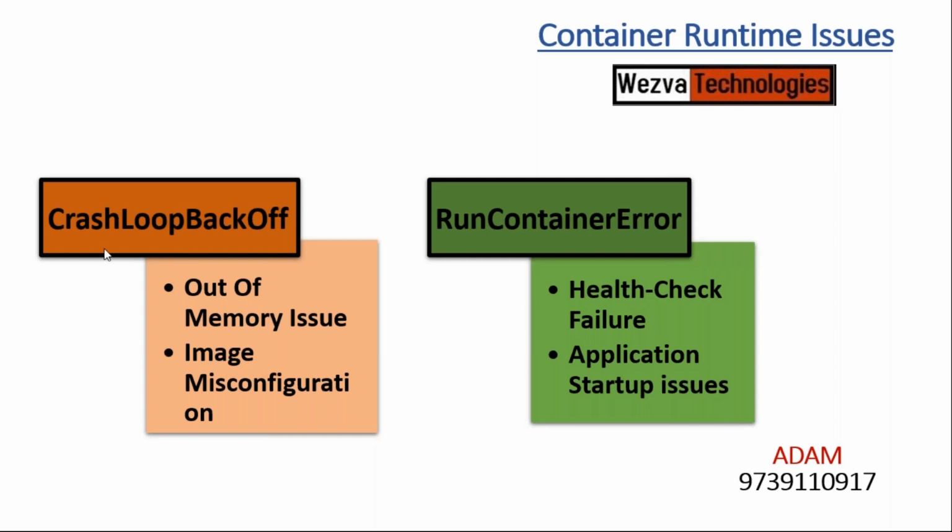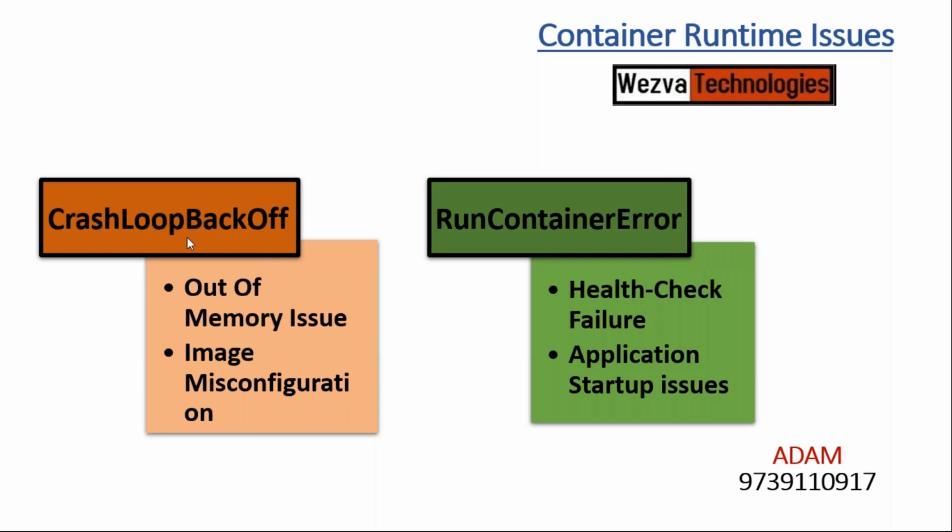Those kinds of situations are what we call a crash loop. That means the container gets created and the first command runs, and once again there is the same problem, and once again the container gets created, the first command runs, and you get an error. So when you get the same kind of error again and again, the error message you will get is CrashLoopBackOff.